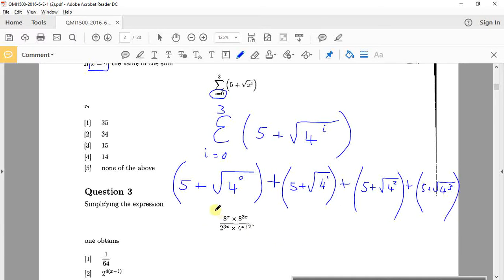Let's see what we get. What is 4 to the 0? Anything to the 0 is 1. So 5 plus root 1, which is 1. 5 plus 1 is 6. Root 4 is 2, so 2 plus 5 is 7. Root 4 squared would be root 16. Root 16 is 4. 4 plus 5 is 9. This one we need to work out.